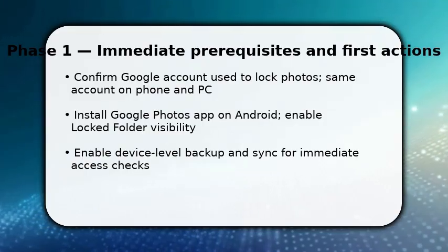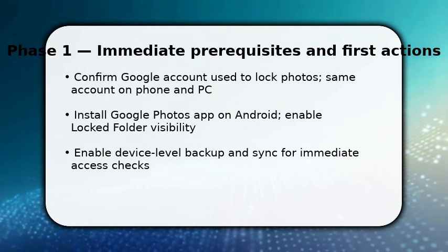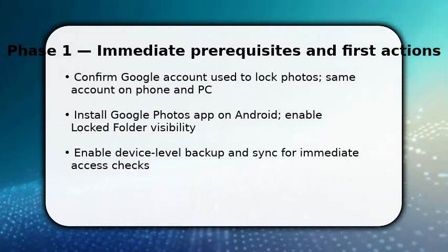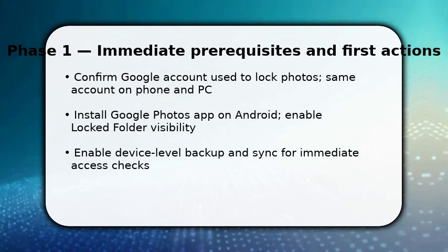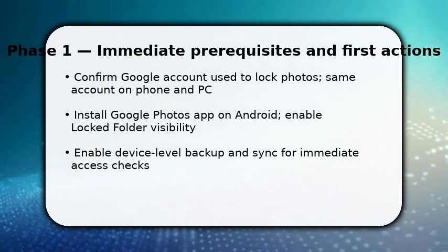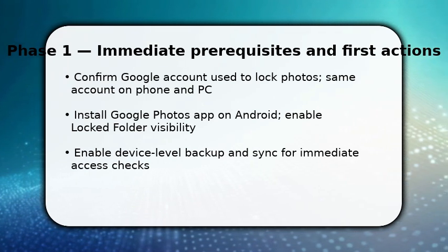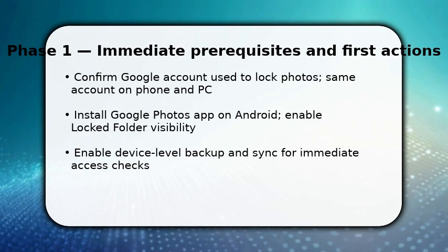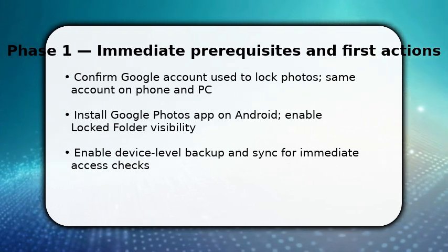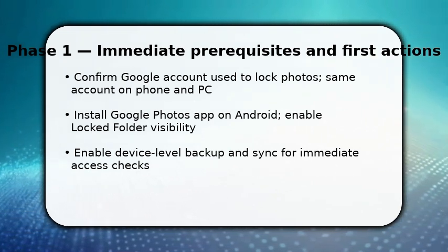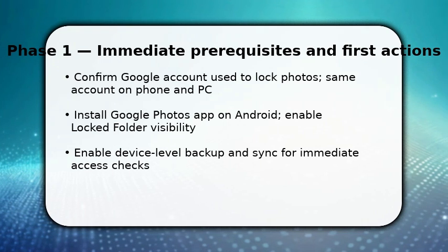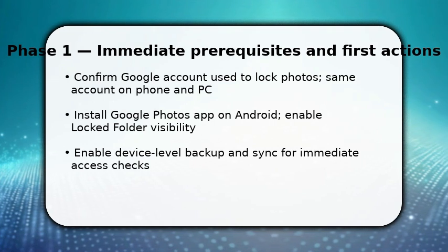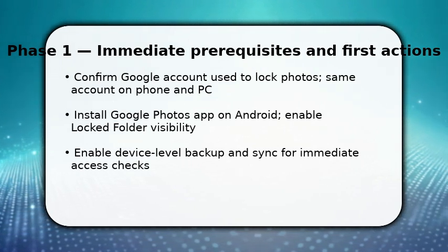You begin with prerequisite checks and the first real step. Make sure the same Google account is active on your phone and your PC. Once done, open the Google Photos app on Android and confirm the locked folder exists. This is necessary because the folder is device-bound. Make sure you've enabled backup and sync for your library so thumbnails and metadata upload. Otherwise, you won't see anything on the web. Now prepare to export a shareable file if needed, because direct PC browsing isn't supported.